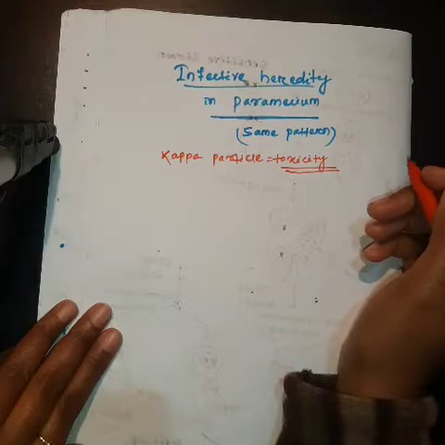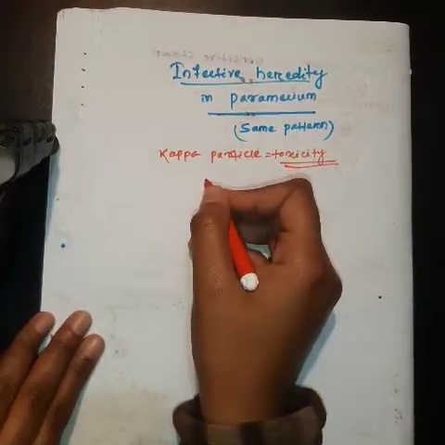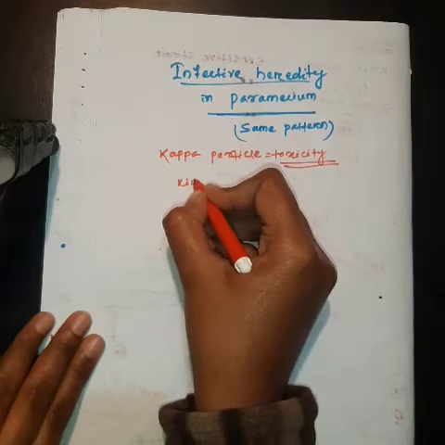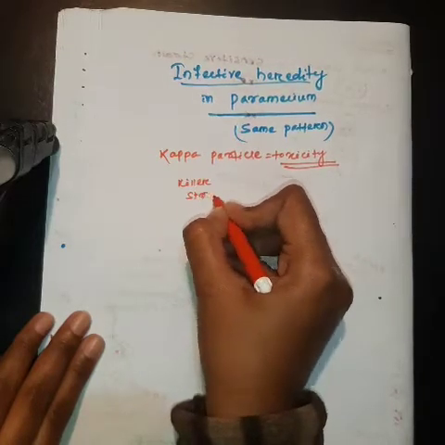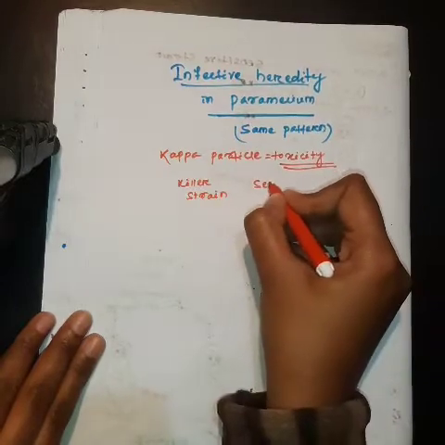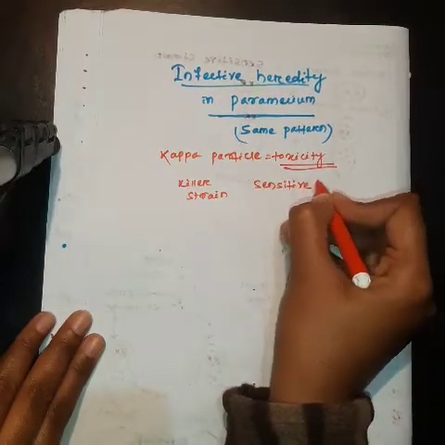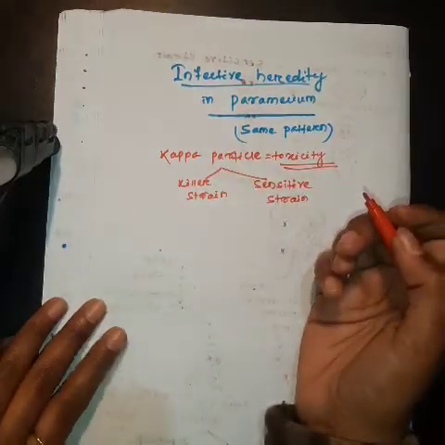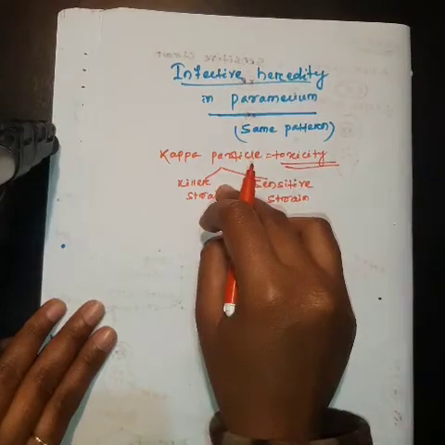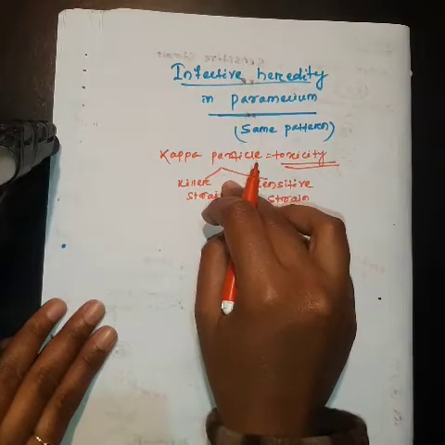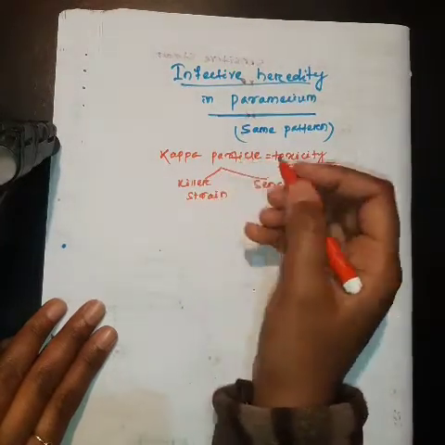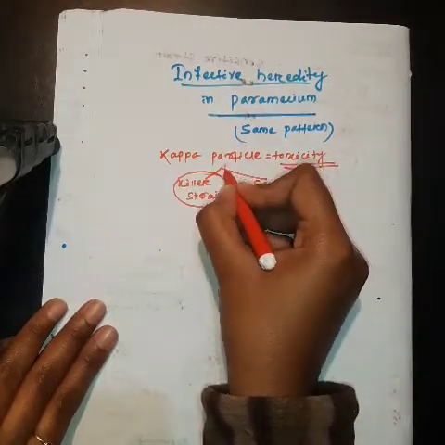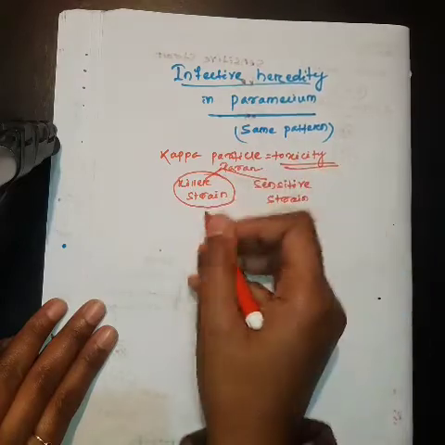That means two strains are there in Paramecium. One strain is called the killer strain, and the other strain is called the sensitive strain. Killer and sensitive strain. The gene for production of kappa particle is the killer strain. Whenever the killer strain is present in Paramecium, it will produce the kappa particle.